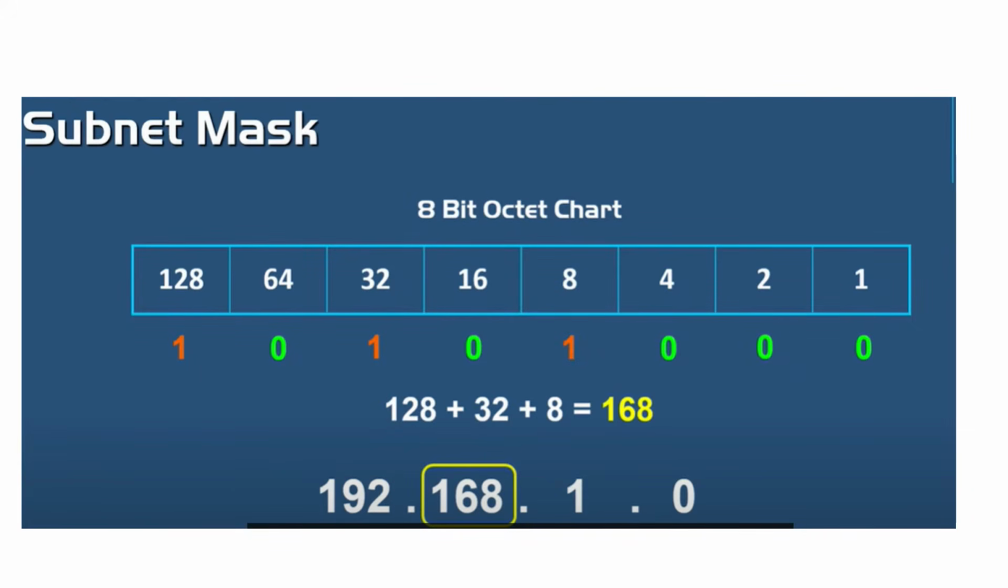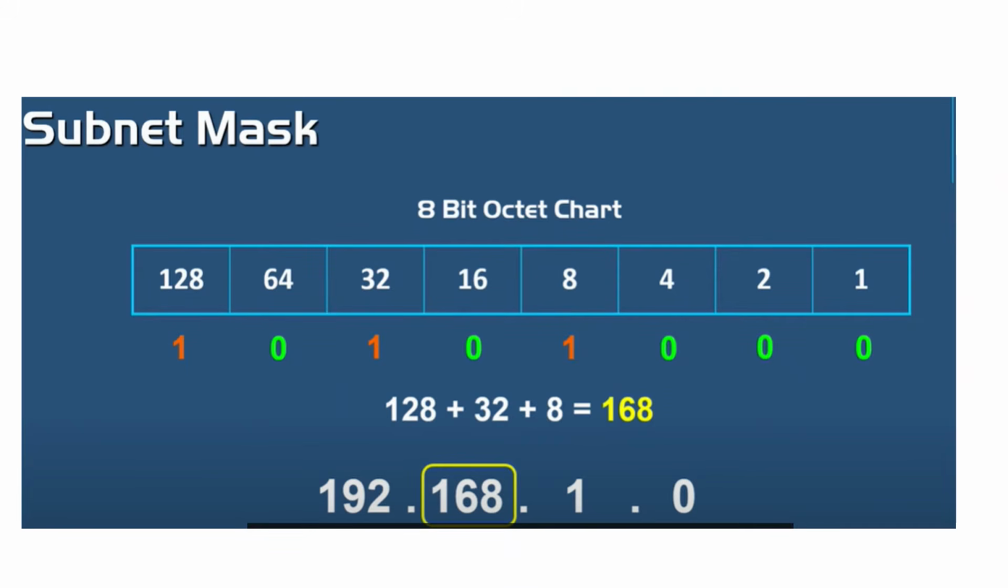So subnet mask. This is one of the easiest ways to find the IP addresses. The 8-bit octet chart starts from 2 power 0, 1; 2 power 1, 2; 2 power 2, 4; 2 cube, 8; 2 power 4, 16; 2 power 5, 32; 2 power 6, 64; 2 power 7, 128. So in total you can have 8 bits. If the given IP address is in binary form and you want to convert it into dotted decimal notation, you can do it immediately.